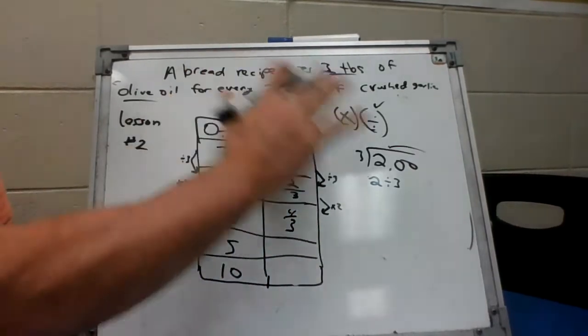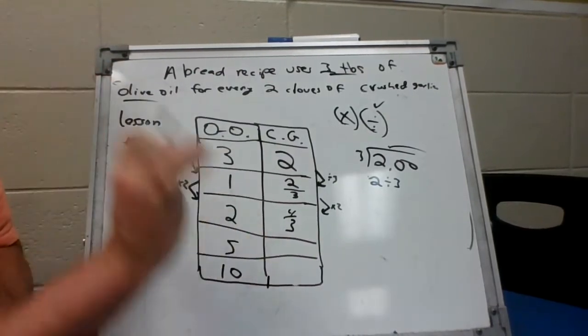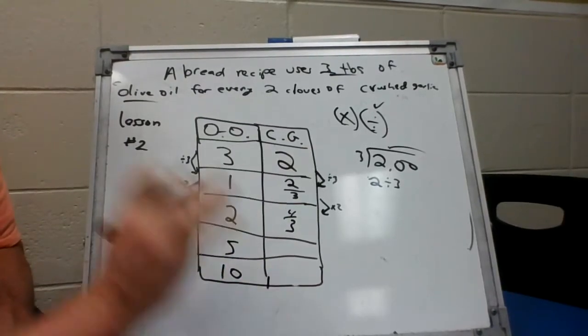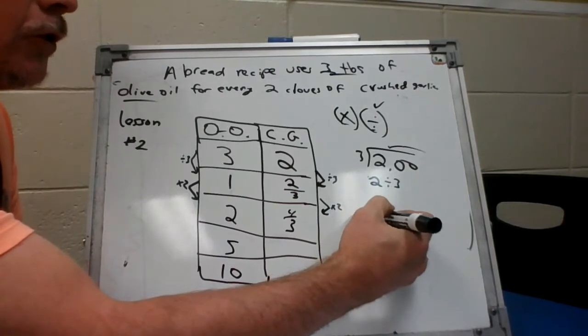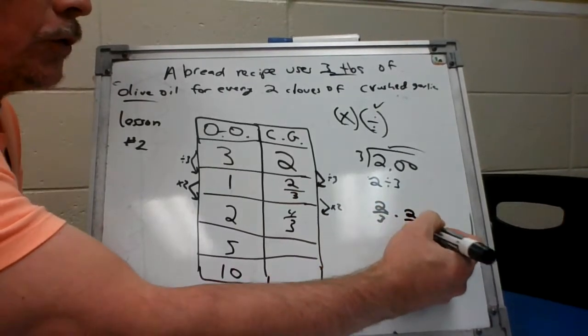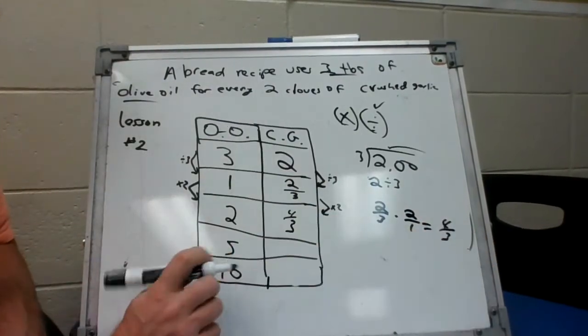There's nothing in this problem that states it has to be in decimals, or whole numbers, or fraction form. We're going to do what's the easiest, which is fraction form this time, because we know we're multiplying by fractions. 2/3 times 2 is 4/3. That's what we're doing there.